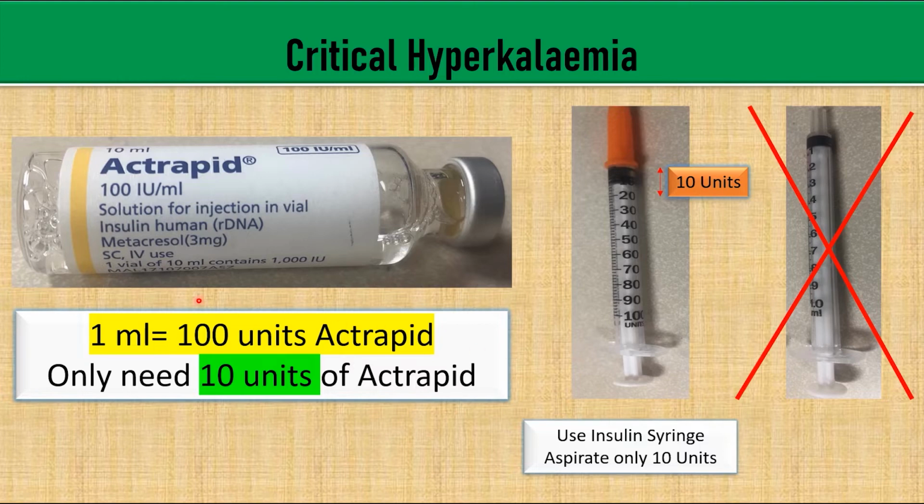As you can see from the label, 1 ml of Actrapid from these insulin vials contains 100 units of Actrapid. So 10 units of Actrapid is very minute. Hence you need a specialized needle, the insulin syringe, to aspirate this amount of insulin. Normally, after giving the IV insulin, I tend to flush it because the amount is so little, to make sure that the 10 units of insulin truly enter the patient's system.